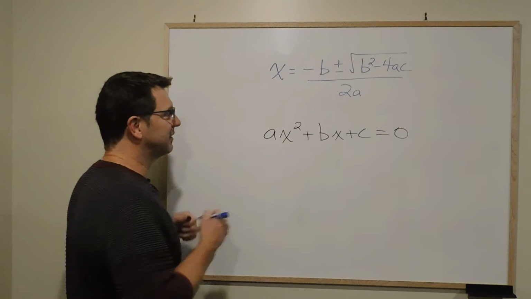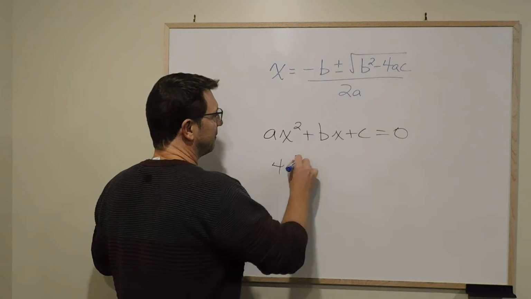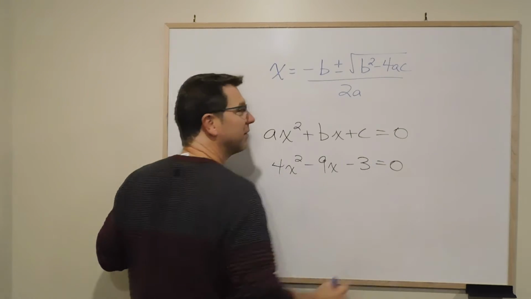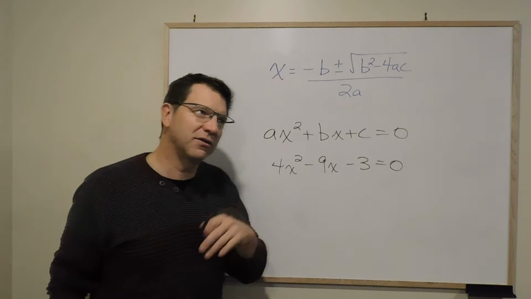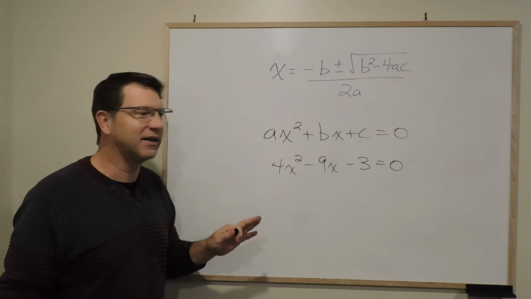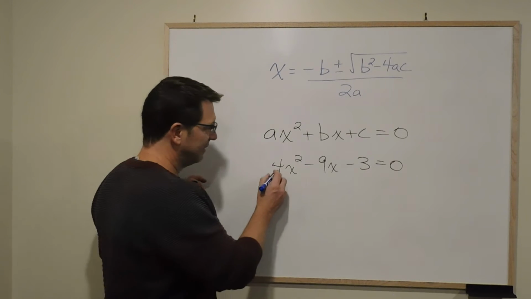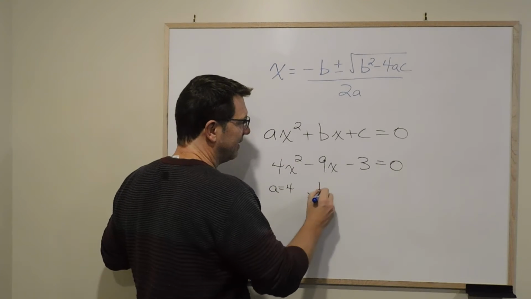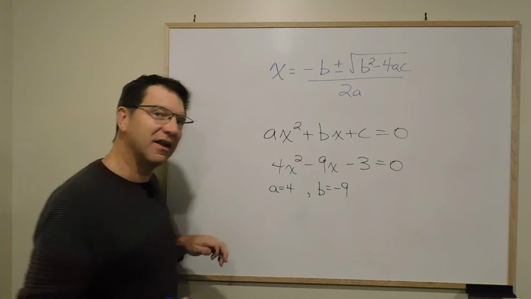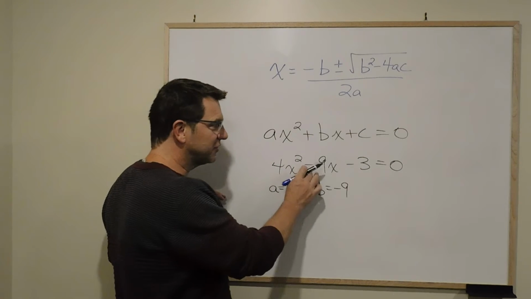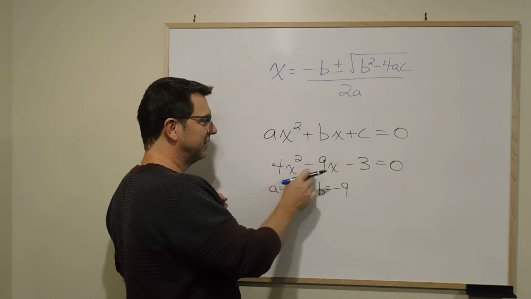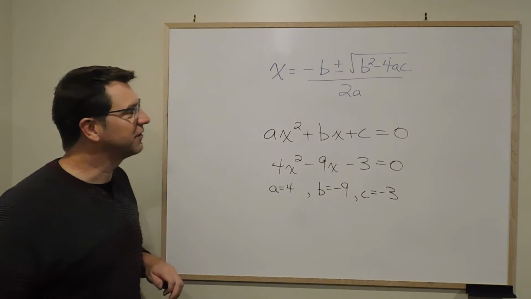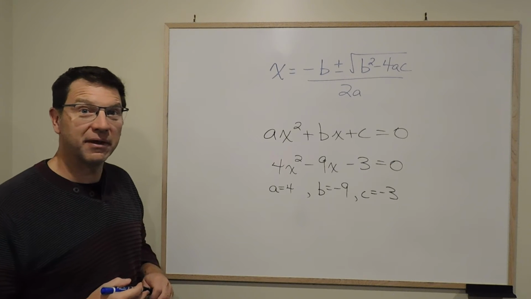And I do want to highlight something. Let's say we had 4x squared minus 9x minus 3 equals 0. Okay, make sure as you look through the previous slides that you're very careful with the signs, because a here equals 4, b equals negative 9, not 9 but negative 9, okay, because the sign has to go with it. There's a positive, that's a negative, and then c equals negative 3 because the sign has to go with it, okay, so be careful with that.